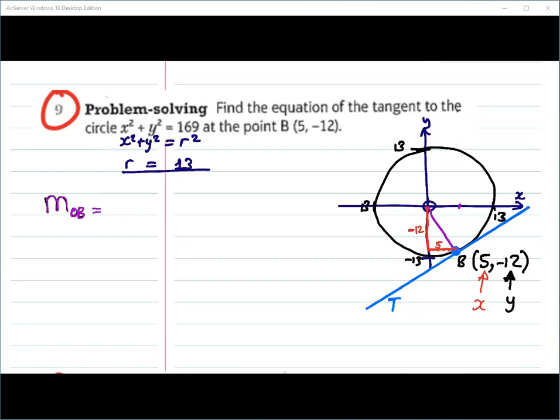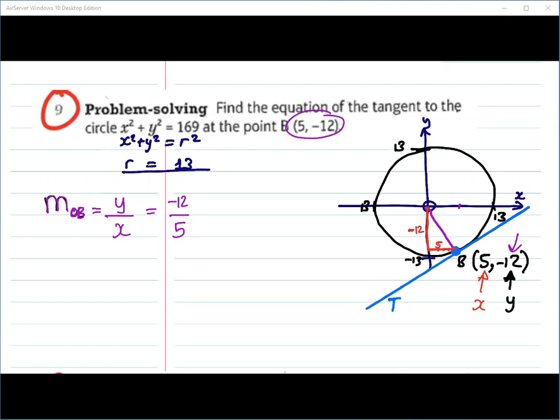So what's the gradient normally in the simplest form? y over x. And what was the y value again? Minus 12. So put minus 12 over 5, the 5 from the coordinates. So we're basically using these values straight into the gradient. Now, what will be the gradient of the tangent?